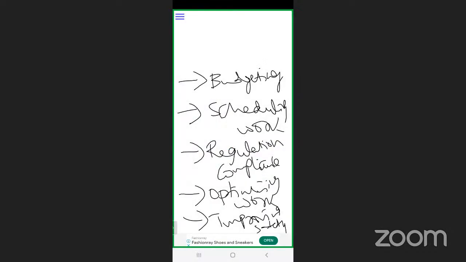Okay, you talk of budgeting, you talk of scheduling the work, you talk of complying with the statutes, and you talk of the important function of management, that is the optimization, and then improving the safety. So this is all about the human resource element, that is to do with the 10th lesson. Okay, the 11th lesson talks about maintenance management audit.